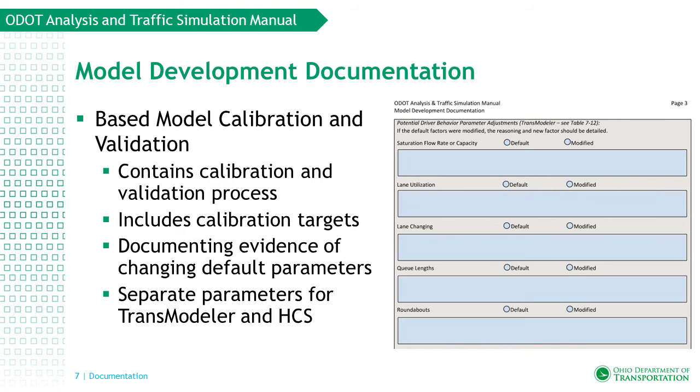The base model calibration and validation section of the model development documentation form contains the calibration and validation process, calibration targets, and documentation supporting evidence of changing default parameters. Calibration and validation are limited to complex type projects only. One page of the model development documentation includes parameters for Transmodeler, and another includes parameters for HCS.